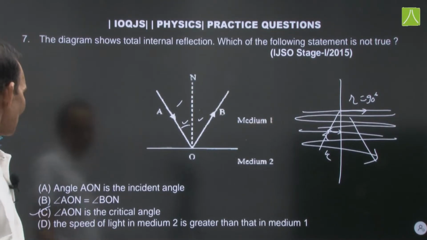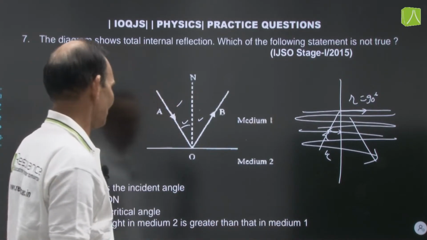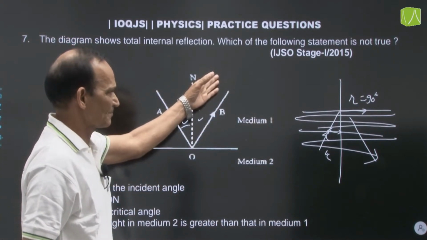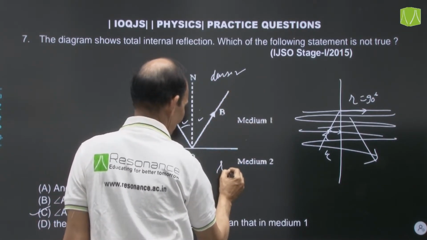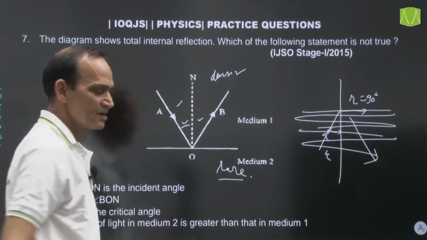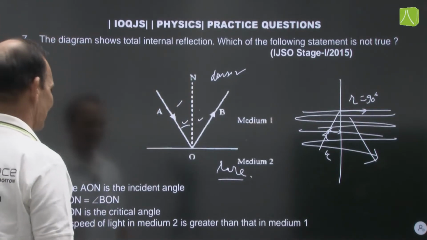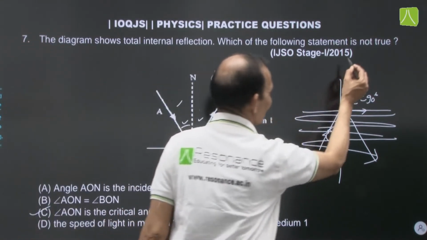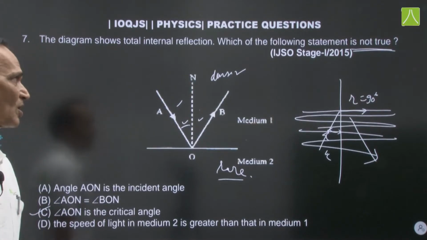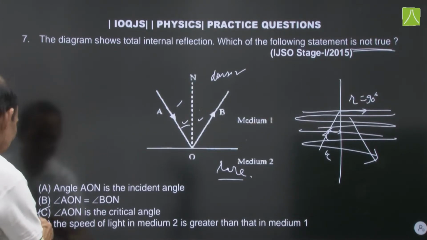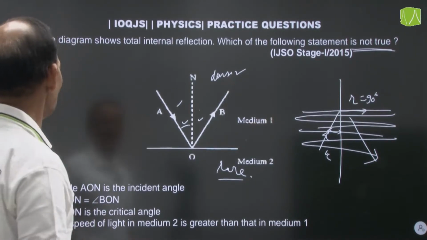The speed of light in medium 2 is greater than the speed of light in medium 1. So this medium 2 is rare, because the first condition for TIR is that light must move from a denser medium to a rarer medium. So keep this in mind, the mistake happens here. You have to choose not true, not correct, so the option is C, the correct option is C. Now the next question.